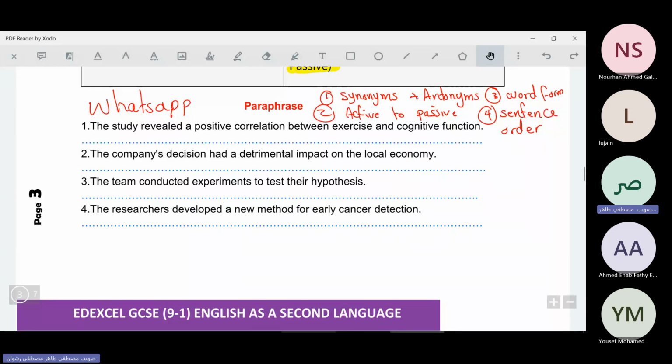Sentence three, okay, you changed it to "carried out" instead of "conducted." Number four, okay, "observation." And also you can change even the order of this part, Yusuf, by saying instead of "for early cancer detection," you can say "for the observation" or "the early observation of cancer." Okay, sir. So edit the whole thing as much as possible.